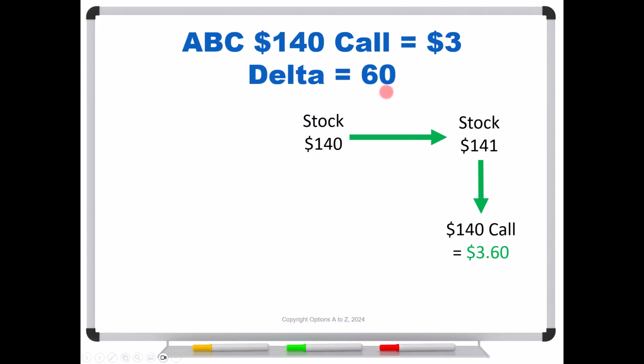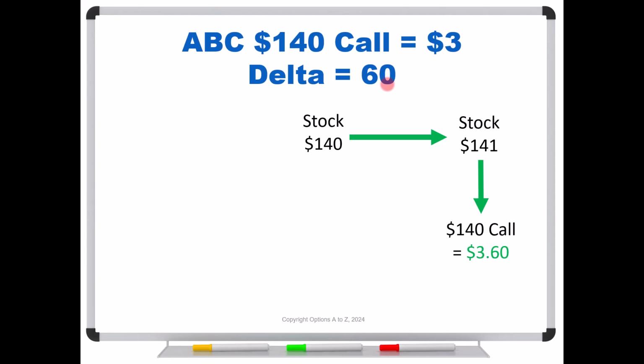So another interpretation of delta is that it's the percentage of the change in the stock's price. If the stock went up 50 cents, we would take 60% of that, or 30 cents. We would expect that call to be trading for $3.30. So even though we often talk about delta in terms of the stock making a full dollar move, that's technically too big. But no matter what stock price change you want to assume, as long as it's fairly small, you're just taking 60% of that change.